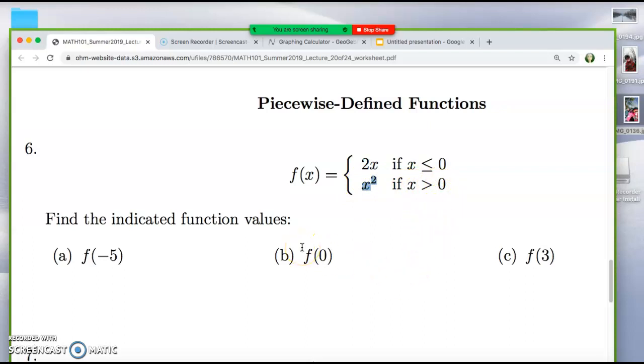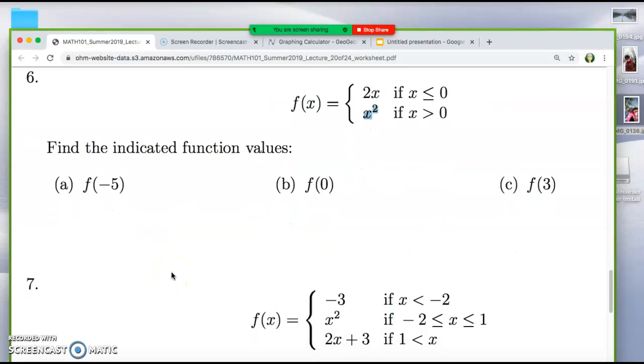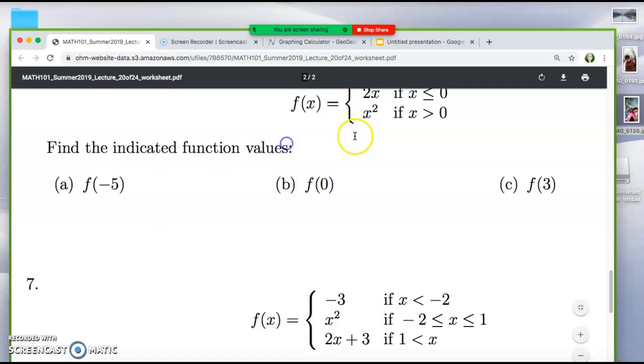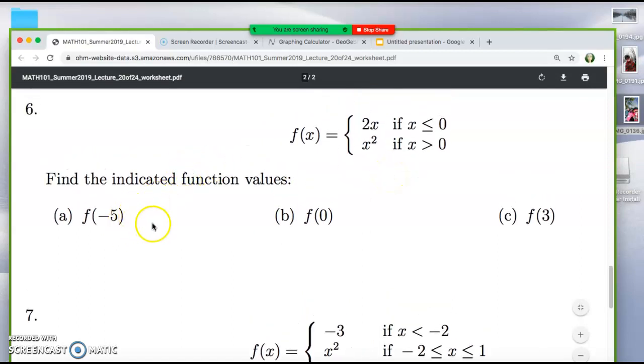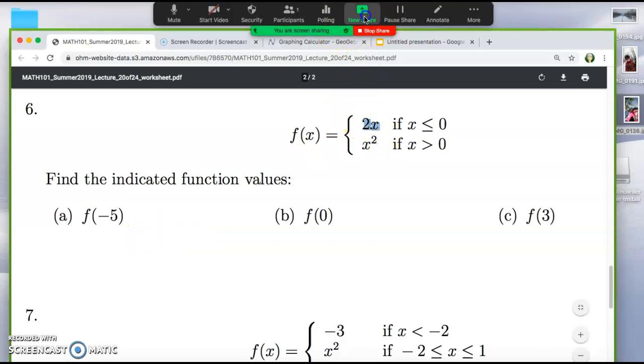But before we graph piecewise functions, they want us to do something else. They want us to find the indicated function value. So for A, B, and C, they want us to find the indicated function value. So let's see what that means. So when we usually find indicated function values, we only have one function, right? So let's take a look at that.